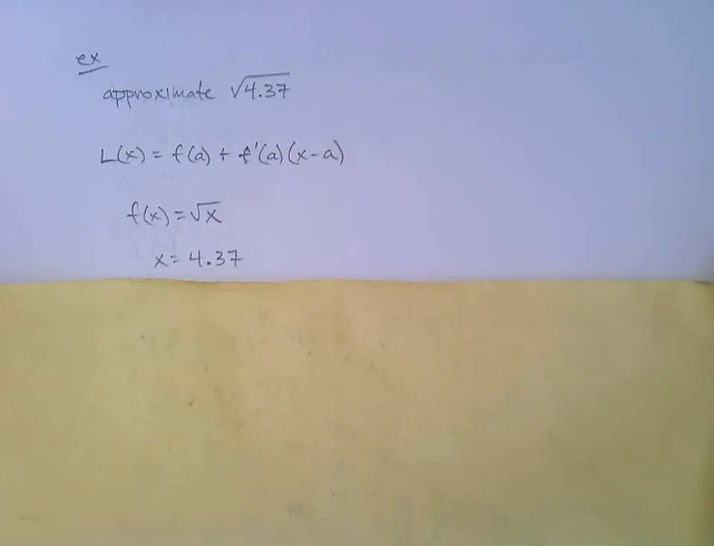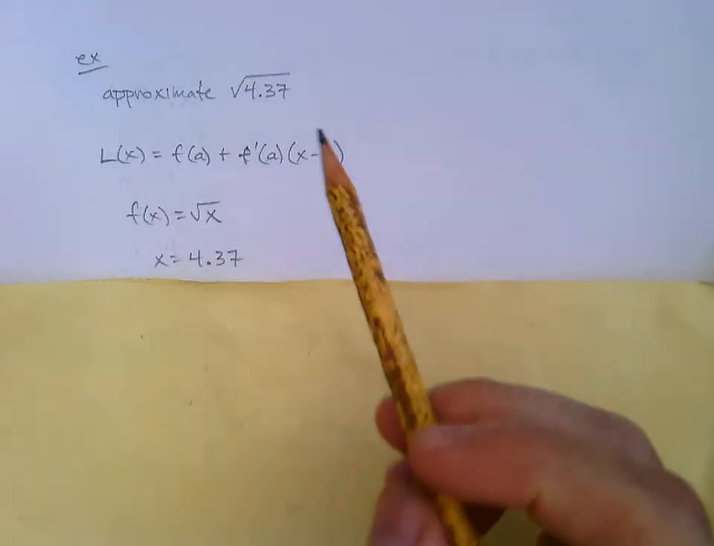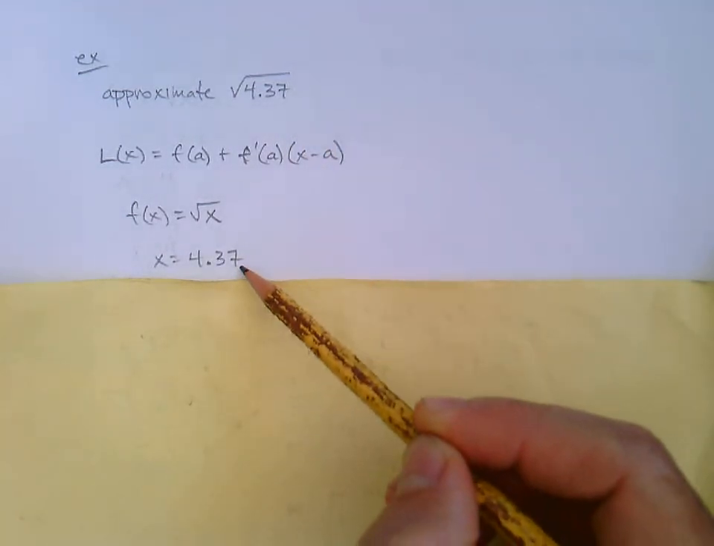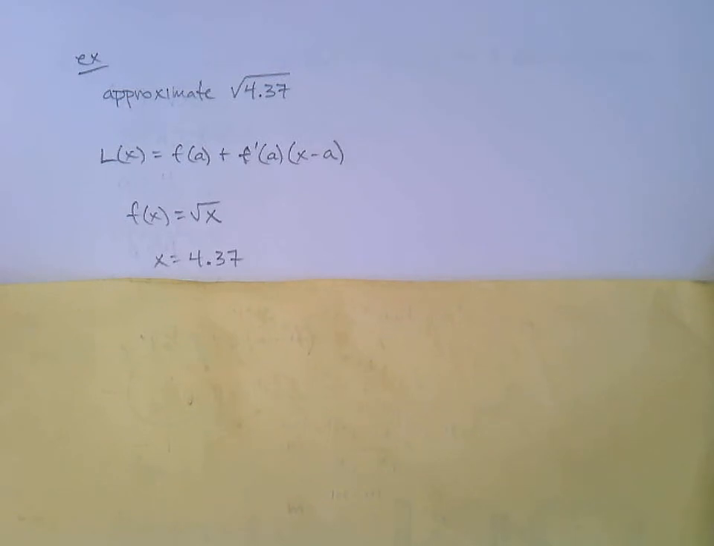All right, what is a good a? And now here there's actually some freedom. Nobody tells you what a is. It should be obvious, and questions are going to be written so that it is obvious. But obvious is tricky. What's obvious to one person is maybe not as obvious to somebody else. So I get it, there's some freedom here. But if I'm taking a square root and it's 4.37, the closest number to that I can just do in my head is 4. So I'm going to take a to be 4.